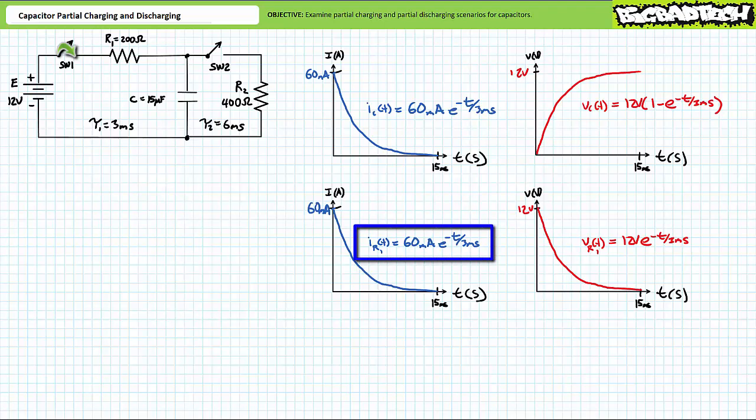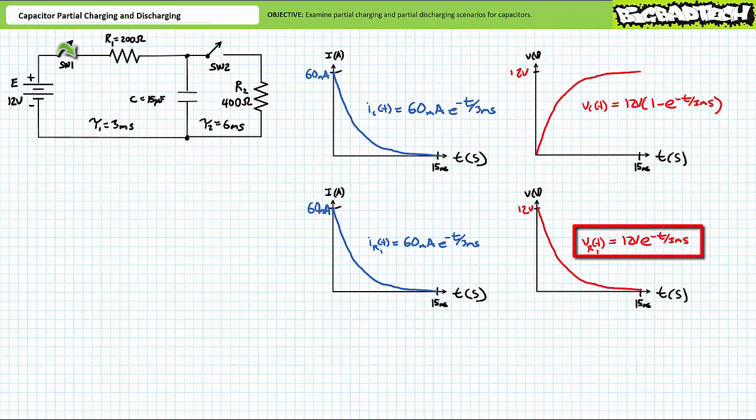Current through resistor 1, IR1 of t, during the charging process also equaled 60 milliamperes times e to the negative t over 3 milliseconds. Current through resistor 1 and all elements in series with it experience an initial surge of 60 milliamperes, which decays to 0 by 15 milliseconds. Finally, voltage across resistor 1, VR1 of t, during the charging process was 12 volts times e to the negative t over 3 milliseconds. Voltage across resistor 1 surged to 12 volts and decayed to 0 by 15 milliseconds.